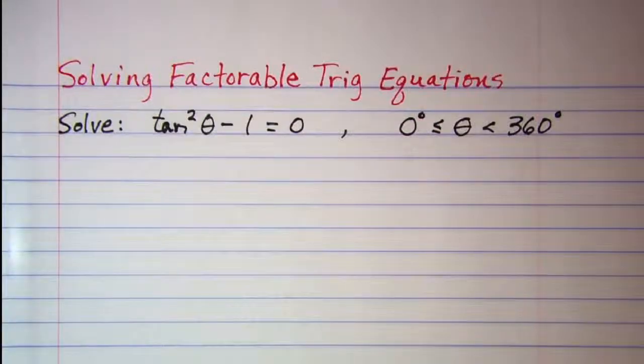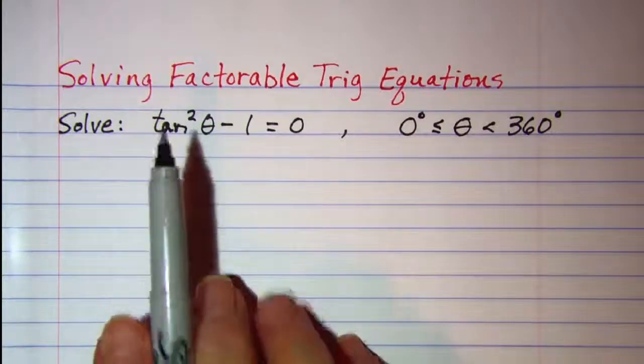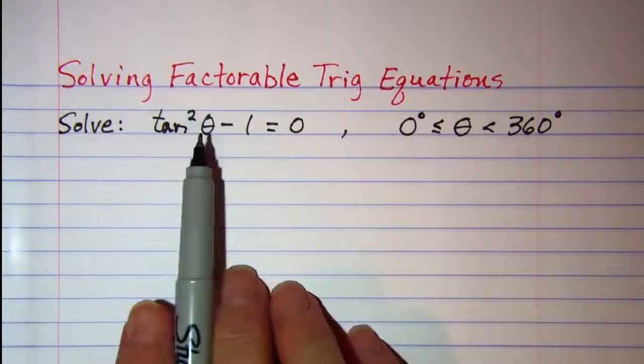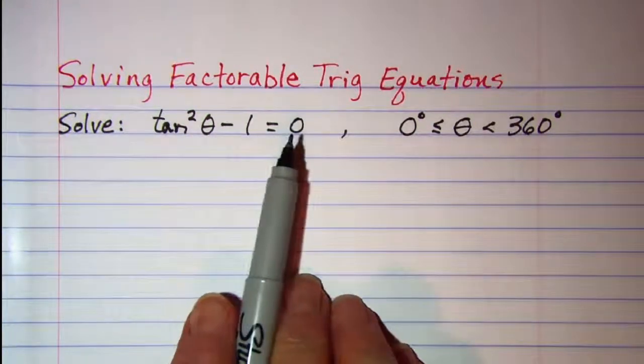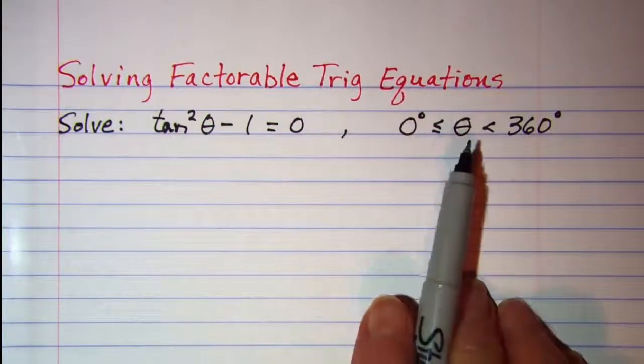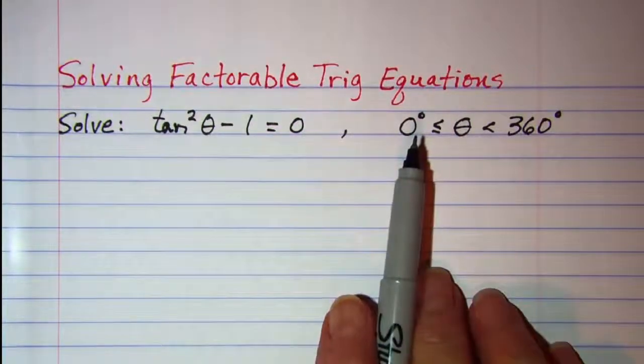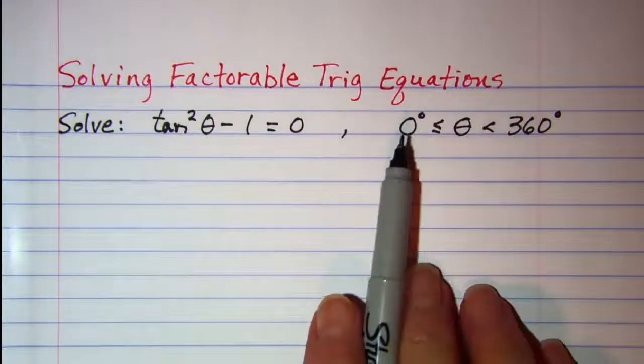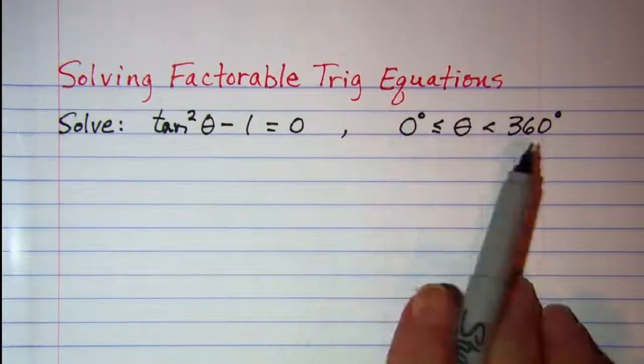In this video, we'll be solving factorable trig equations. Our first example, we're asked to solve tangent squared theta minus 1 equals 0. Our domain is theta is between 0 and 360, including the 0, but not the 360.